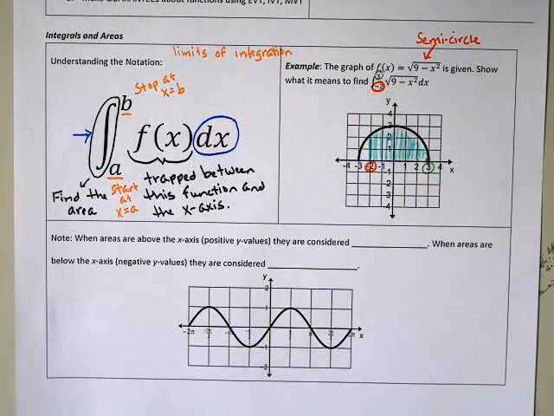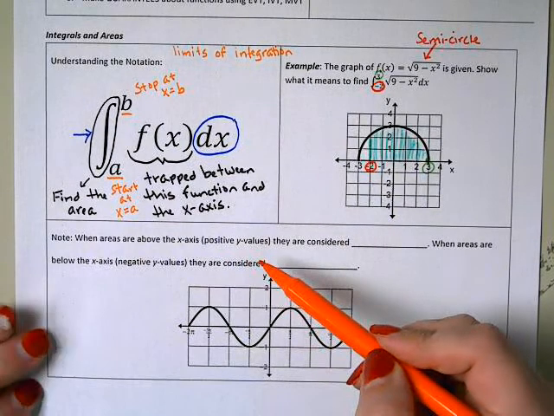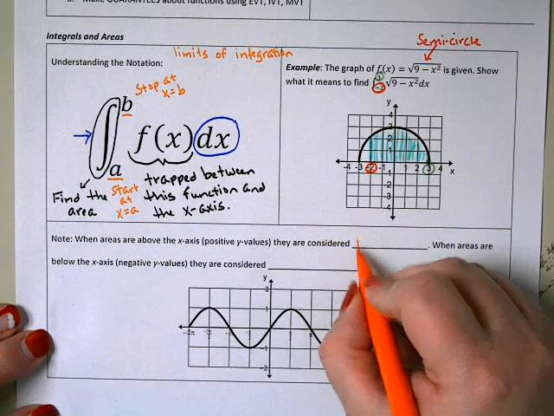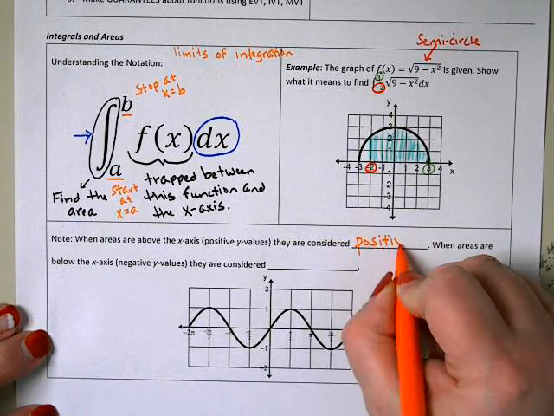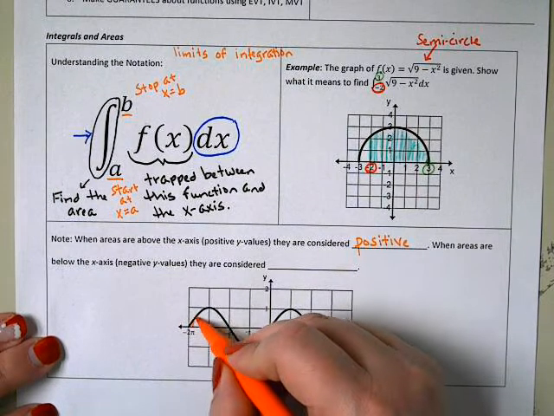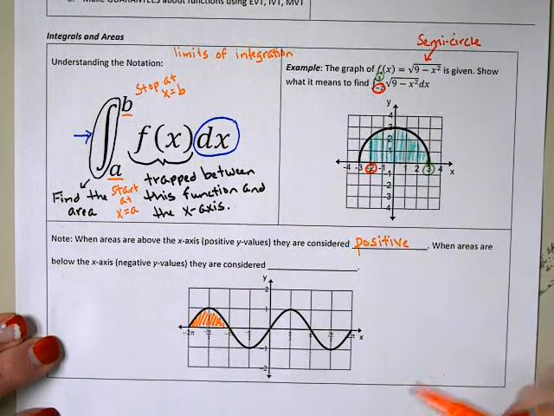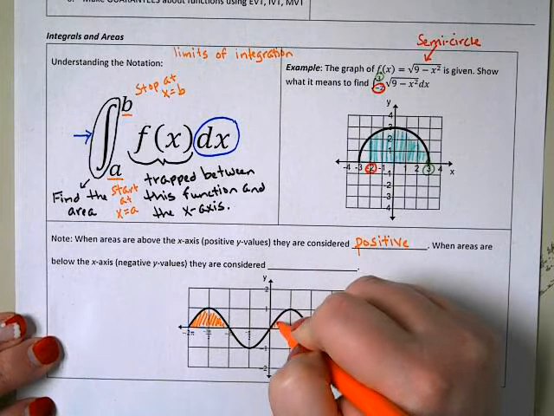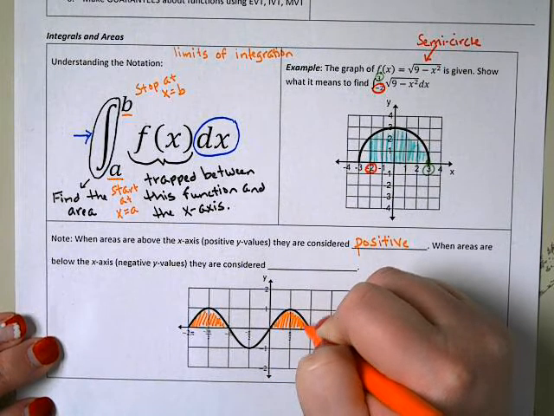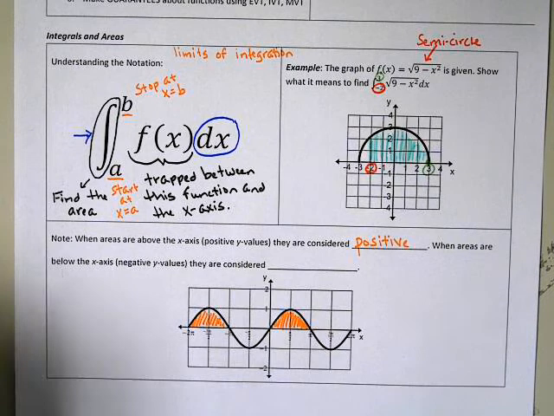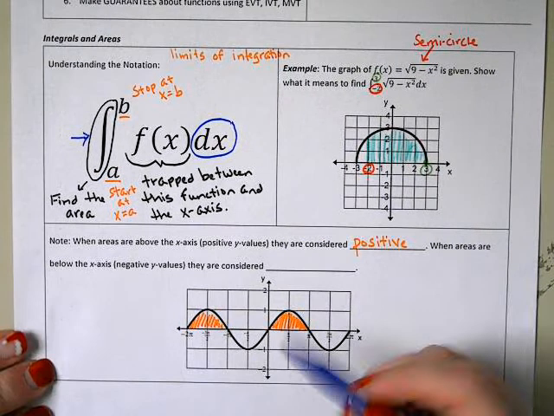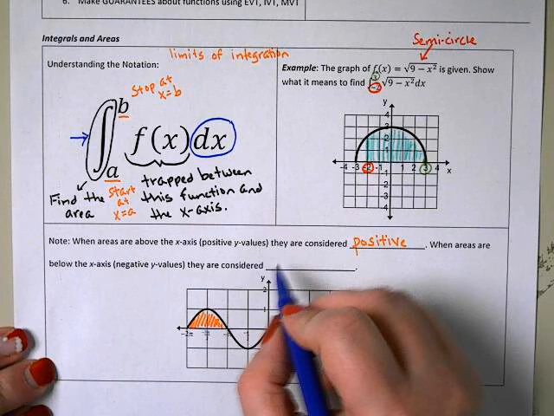One more thing to talk about before we actually look at some examples here. We just want to talk about when areas are above the x-axis, so we're looking at some positive y values here, then we consider those to be positive areas. So for example, this region right here is positive because it's above the x-axis. And same thing here, this area would be positive because it is above the x-axis. And then this portion here, when areas are below the x-axis, they are considered to be negative.